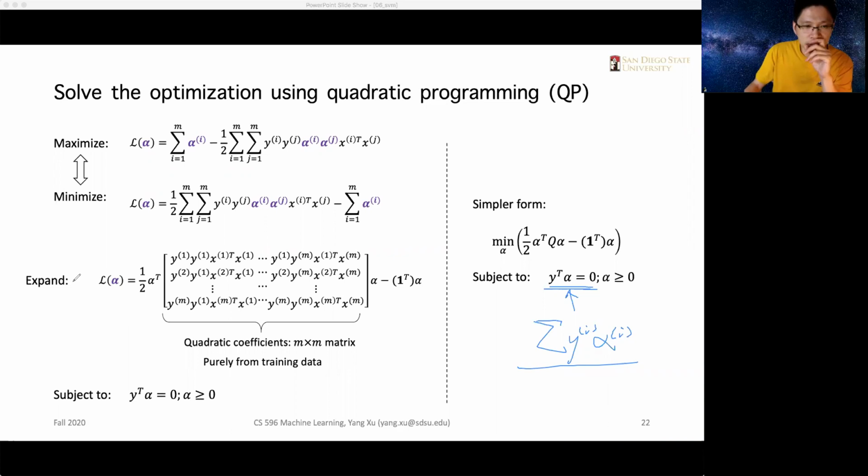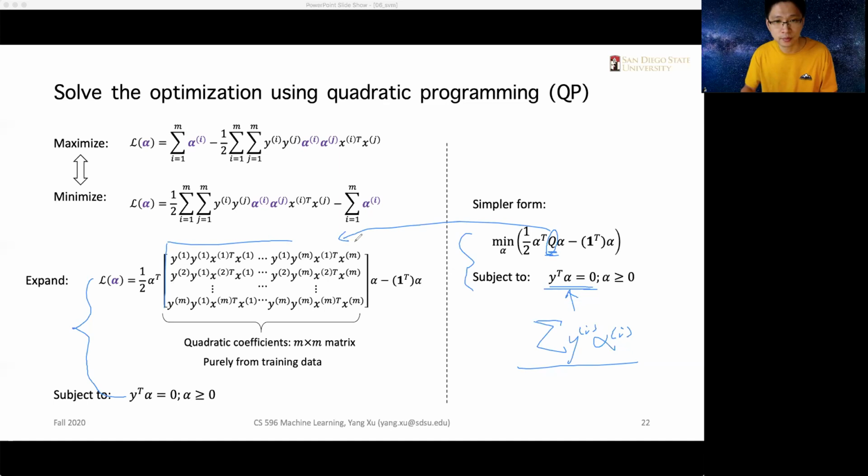Okay, so we basically come up with a pretty neat, simple form expressed by matrices, and this Q in the middle. In the quadratic term, the Q is the only thing we need to compute from data. Because Q is exactly this form. It's a combination of y's and x's, right?